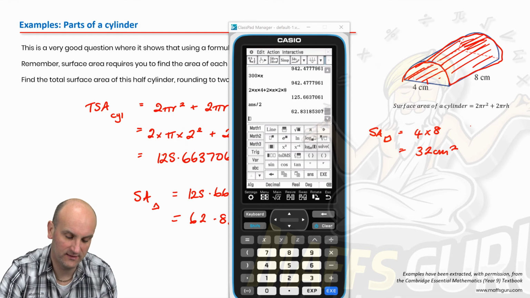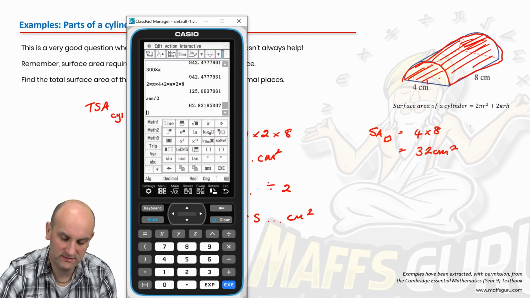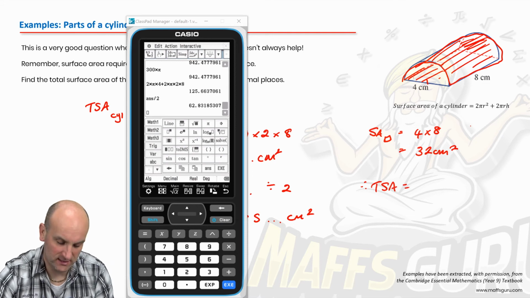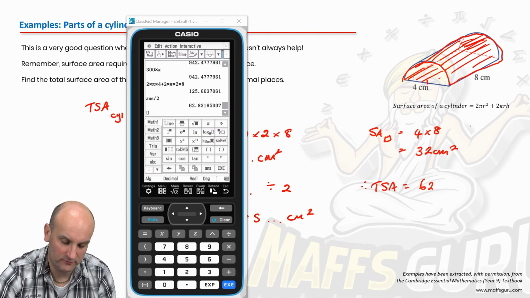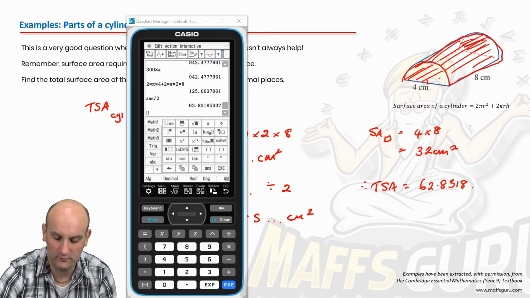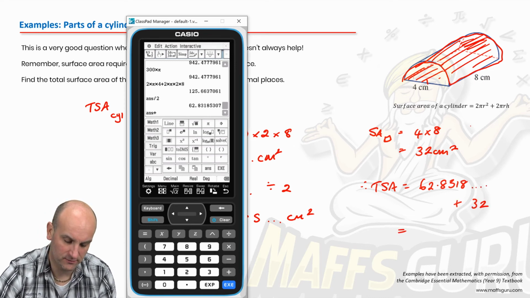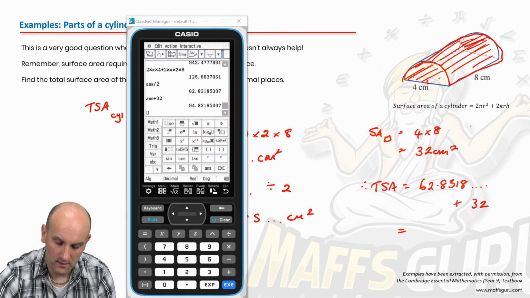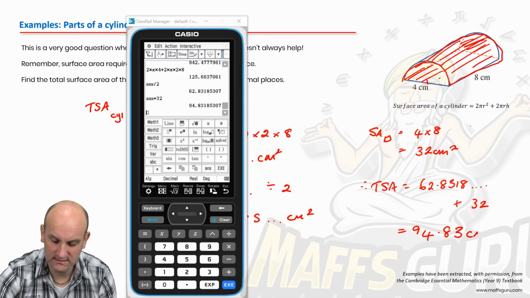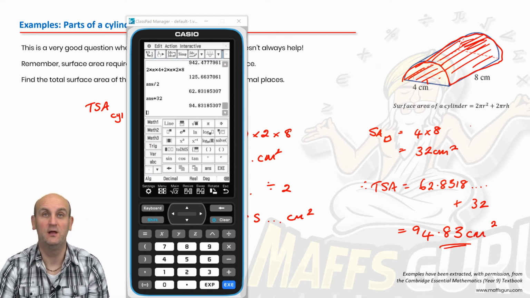Don't need my calculator for that, but I can now say, therefore, my total surface area for that shape is going to be my previous value of 62.8318... plus 32, which gives me 94.83 centimeters squared to 2 decimal places. And now it's perfectly acceptable to round to 2 decimal places.